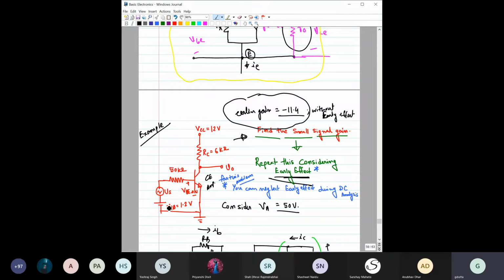But the difference was that here we need a separate VBB, one battery, to bias this base terminal, right? But we have seen earlier in our DC biasing case that we could have also used this VCC to bias this base terminal, right? Like by voltage divider biasing. That is the change we are going to make here, right?